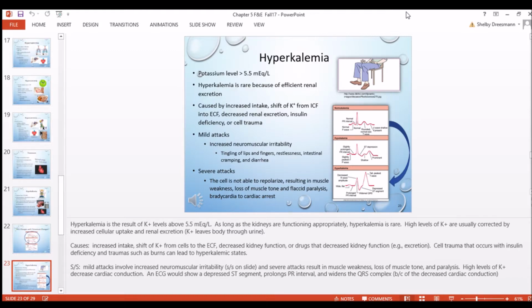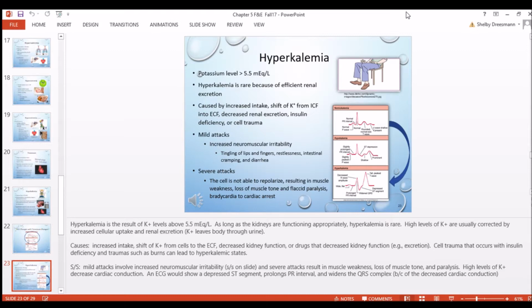Signs and symptoms: mild attacks involve increased neuromuscular irritability. Severe attacks would be muscle weakness, loss of tone, paralysis, decreased cardiac conduction, and would show a depressed ST segment, prolonged PR intervals, widened QRS complex. So this is above 5.5.